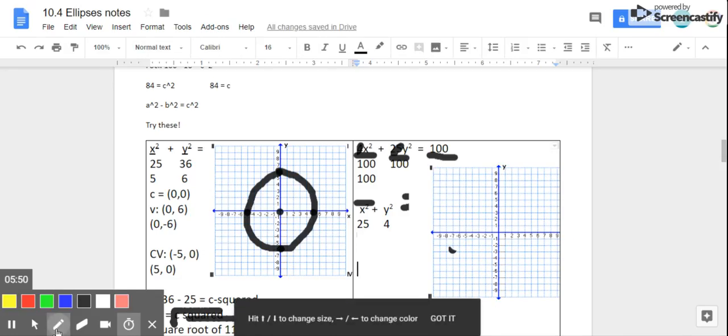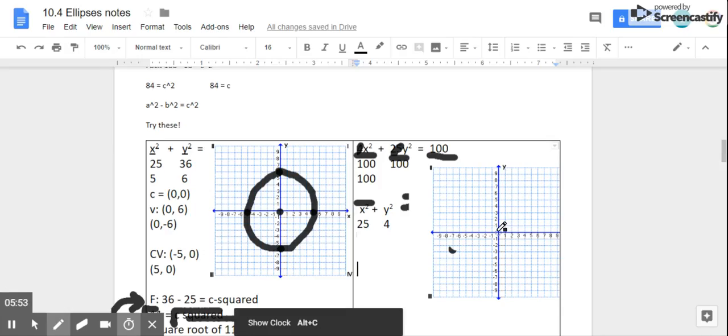Okay, so I'm going to go ahead and start graphing and then give you the info. So 0, 0, you move 5 along the x. You move 2 along the y, right? Because remember, you're supposed to square root both of those numbers.